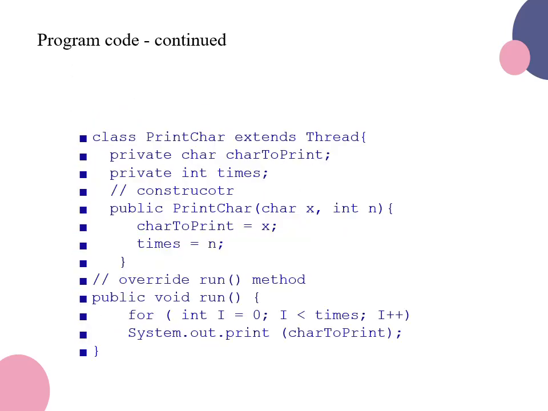In this slide you can see that extends Thread is used for creation of a thread. Here we are extending the built-in Thread class, and here is a printChar method that accepts a character x and the number of times as n. In the run method we display the character by calling System.out.print as many times as the value of n. So here the run method performs the actions of the thread.